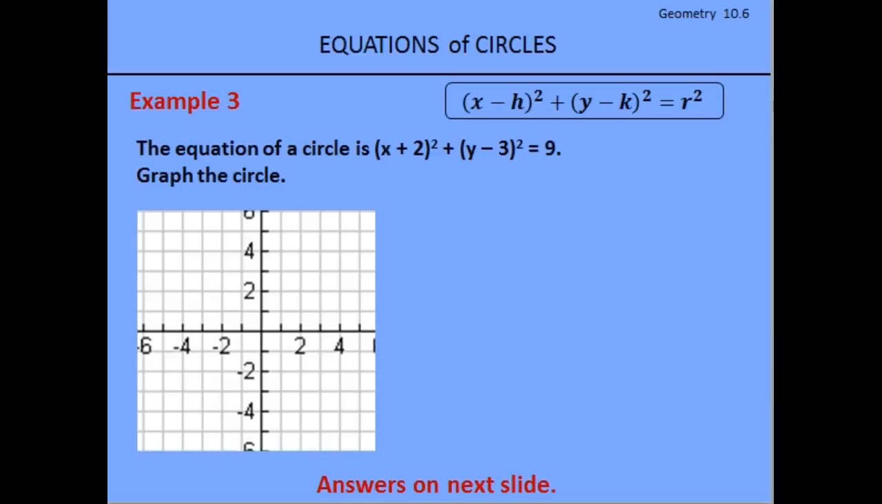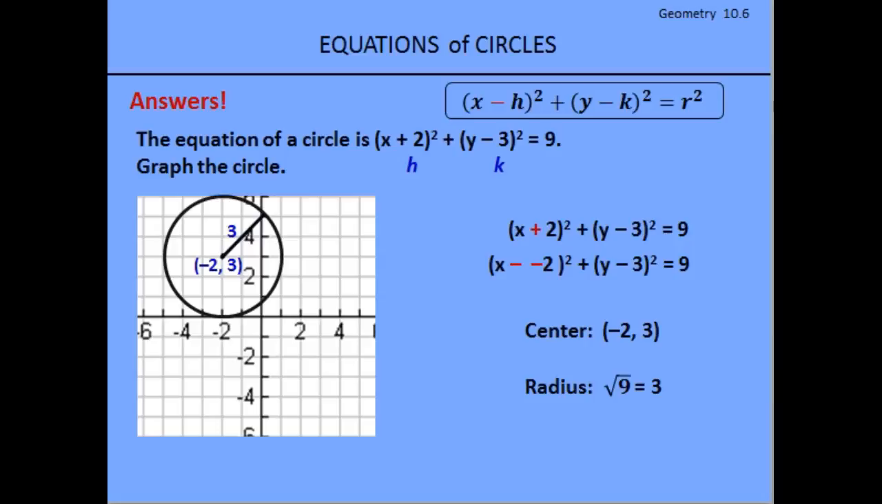Okay, here comes the answer. If this is our equation, we have h and k, and r squared equals 9. So our radius squared is actually 9, which means our radius is 3. We need to know that. And if this is x plus 2, we have to watch those signs again. This is going to be minus -2. So our center, our x value, is -2, and our y value is 3.